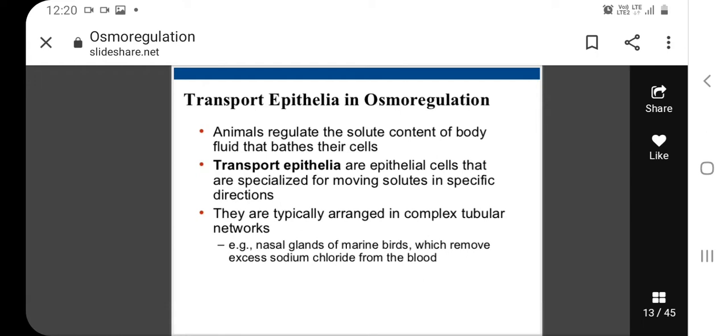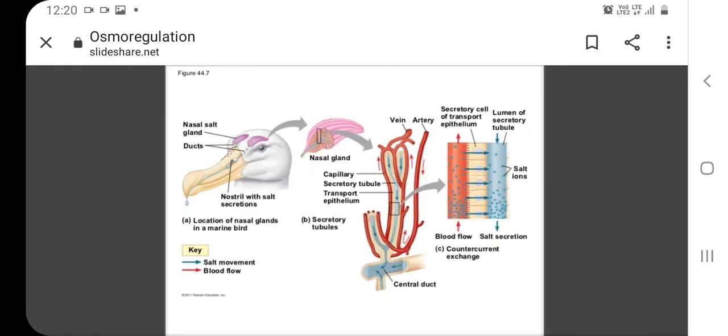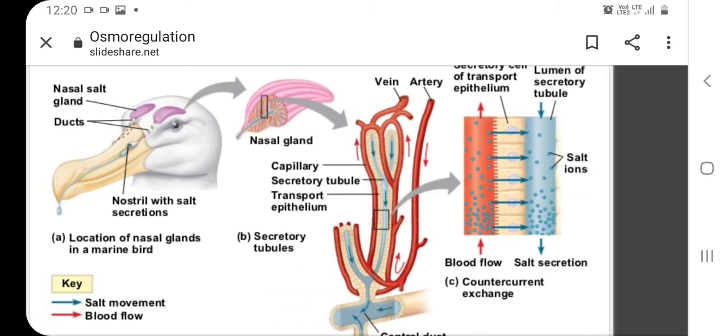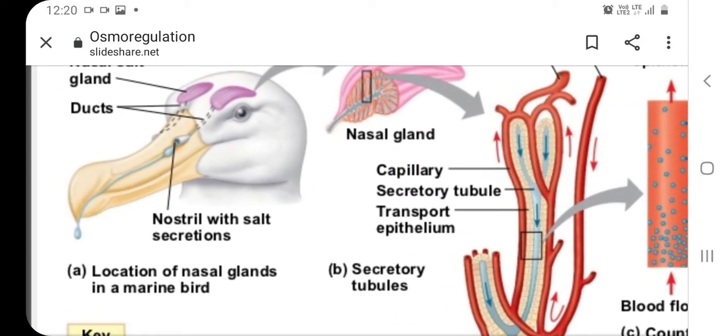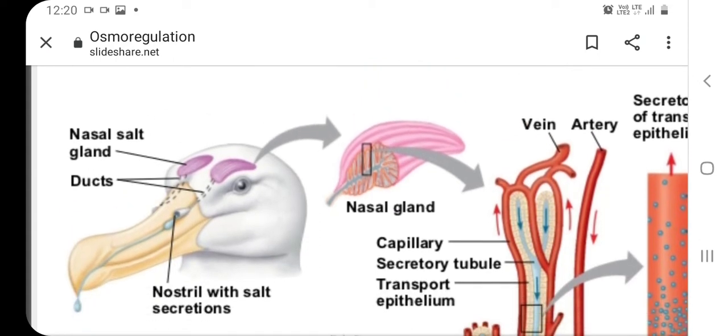They are also present in the gill lamellae of the crustacean gills. This is the structure. It is a marine bird, and it has a nasal gland in order to balance the salt and water in the animal, that is, for osmoregulation.